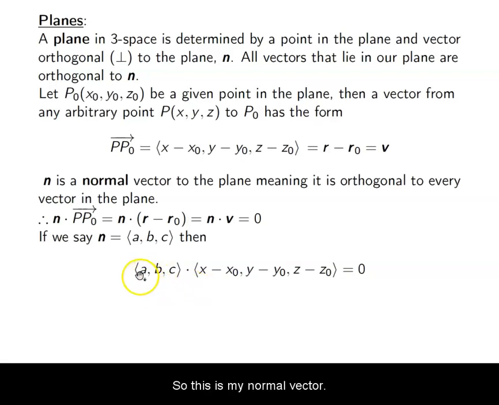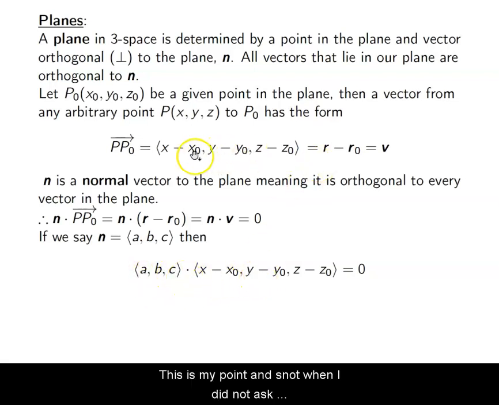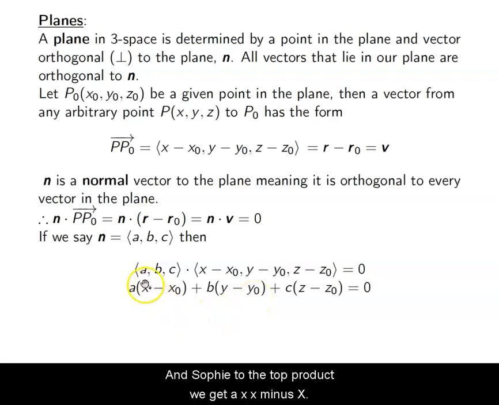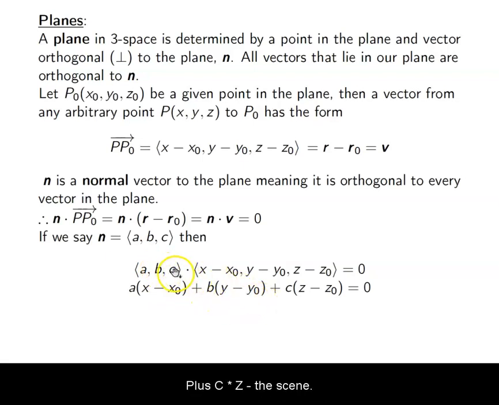So this is my normal vector. This is my point, x naught, y naught, z naught. x, y, and z is just some generic other point in my plane. So x, y, z will remain as x, y, and z. If we do this dot product, we get a times x minus x naught, plus b times y minus y naught, plus c times z minus z naught.